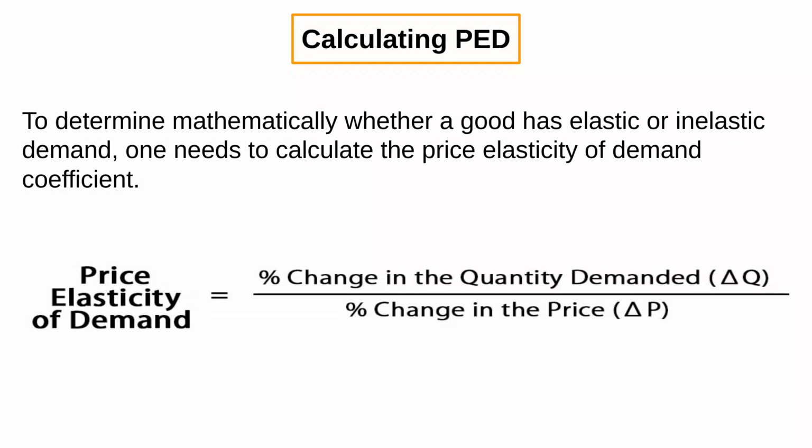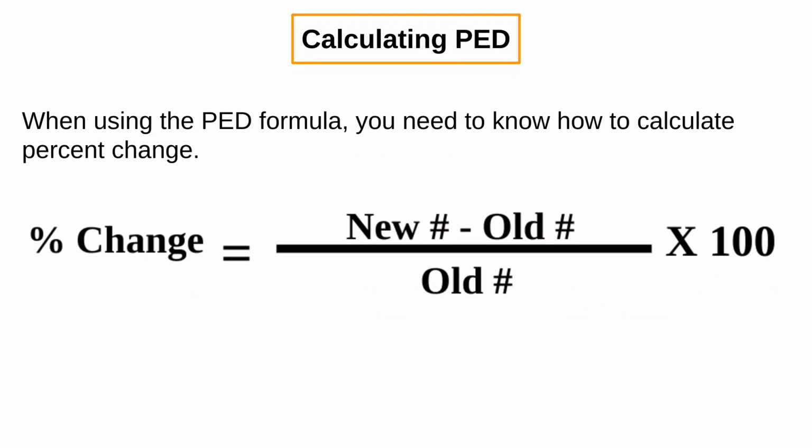So, how does the formula work in practice? One thing you do need to know how to do is to calculate percent change. The way to do percent change, if you don't know, is to take the new number minus your old number, divided by your old number, times 100. And that will give you the percent change. Sometimes they'll give you the percents. Sometimes you have to calculate them from two quantities demanded or two prices, or in the worst, hardest case, both.